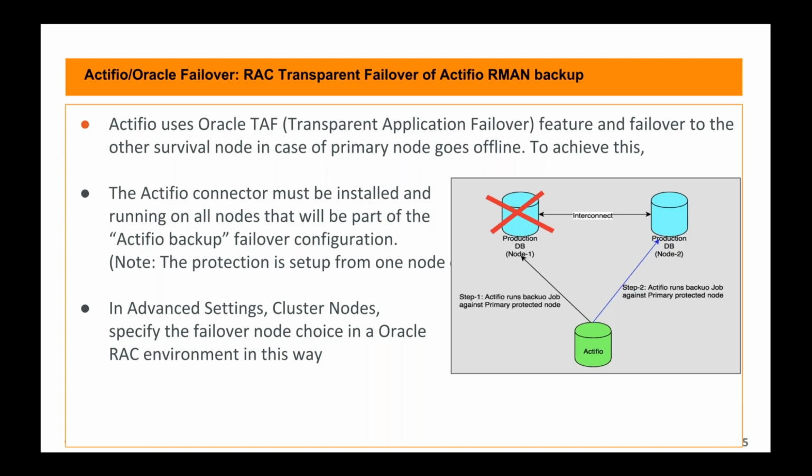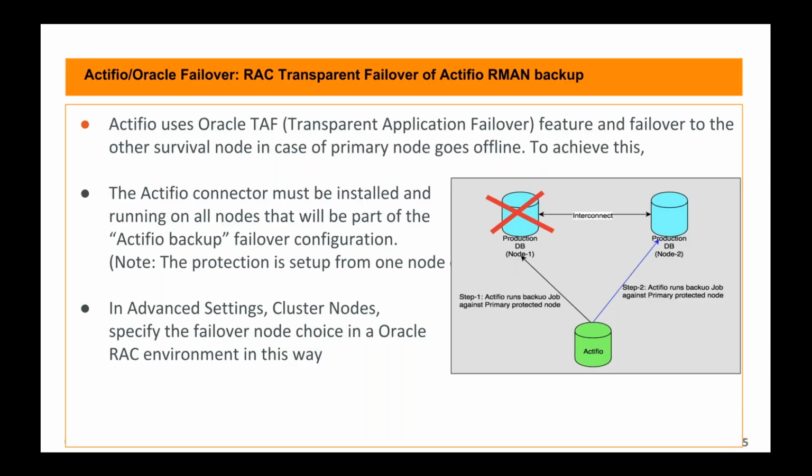There is a setting in the advanced settings, the failover node choice advanced setting option, and using that, when you're protecting node 1 and running a backup, if there is an issue and node 1 is down for some reason when you start the backup, it will fail over to node 2 and continue the backup. In the next slide, you can see the corresponding advanced setting option.